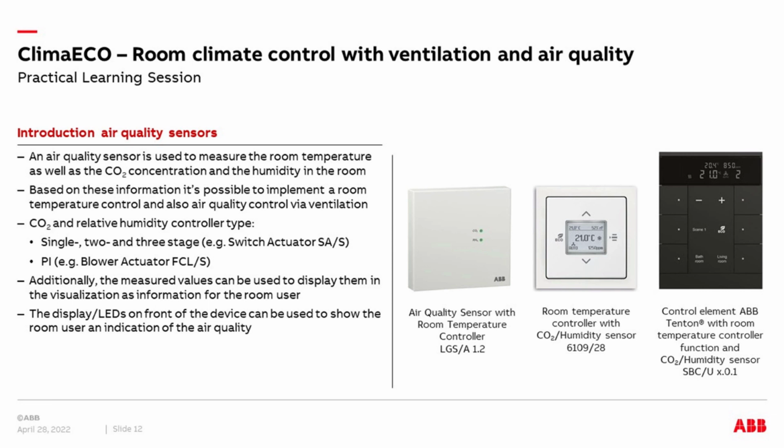If you would like to have a PI control coming from this controller, for example, then it can be transferred in the blower actuator FCL as stepwise control. Of course, with the other components, you can display the values. You see here on top, relative humidity on the upper right side, and on the lower right side, CO2 concentration. The same here at that ABB Tenton. On the upper right side, the relative humidity is displayed in change with the CO2 concentration.